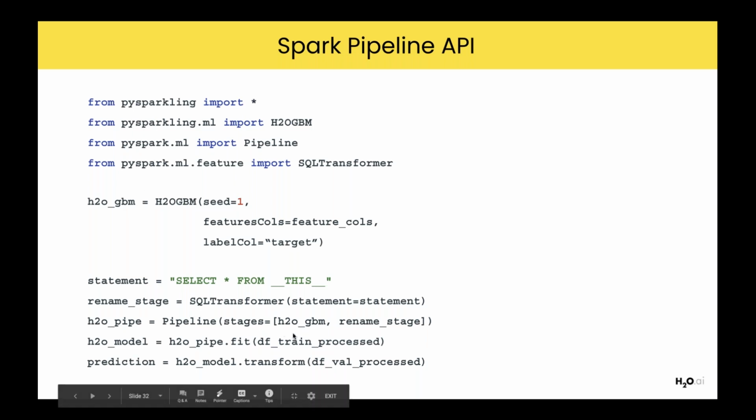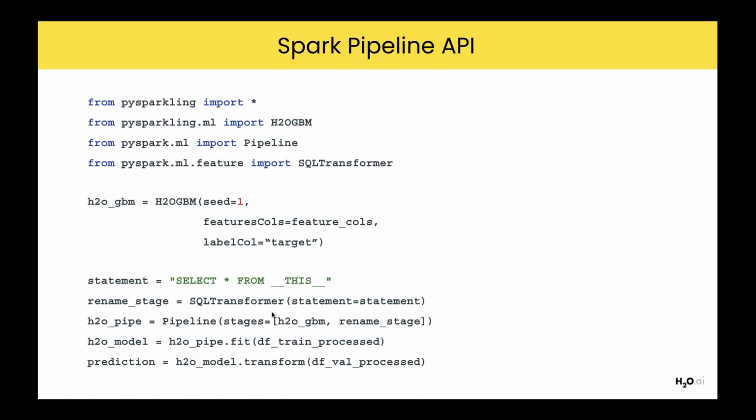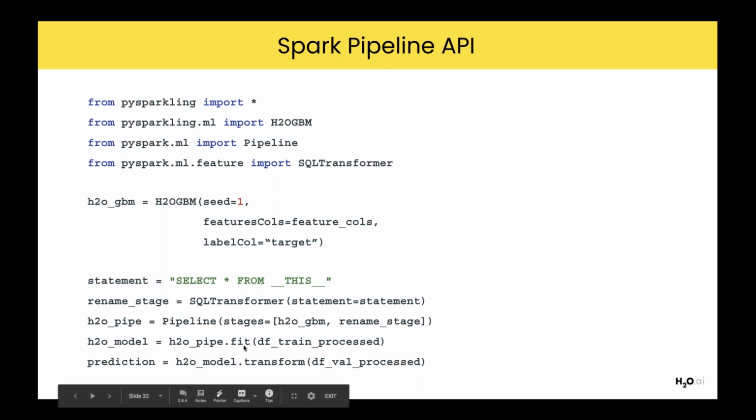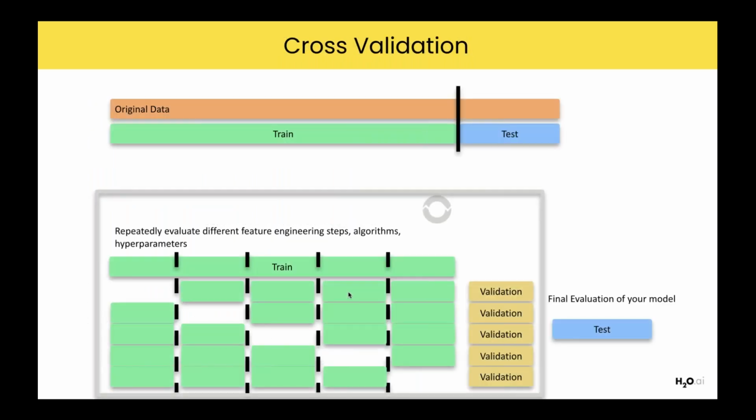So one is the H2O GBM, and the other one is the rename stage. But this pipeline can have hundreds of stages, and one can do pre-processing to create the data pre-processing or data munging pipeline, and one of the stages can be building the H2O algorithm. And once we have this pipeline, we build the model by just calling fit on the train data frame, and then we can do a prediction using the model by calling transform on it and passing it a validation or a test data frame. And this can help you in doing cross validation as well.